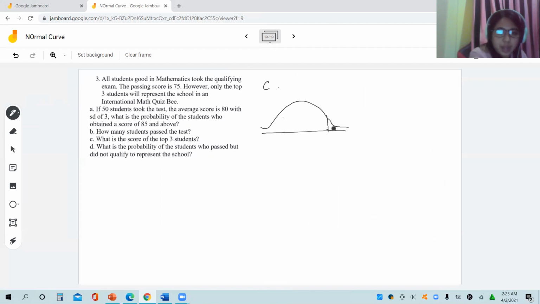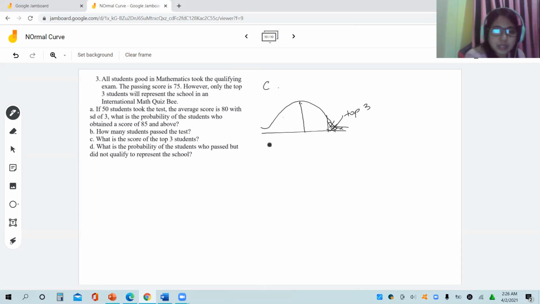So we know that the top 3 is of course located in the upper tail. So this is the shaded part. But for us to know what is the score, we need first to get the proportion or area. So what is the area here? So let us compute.